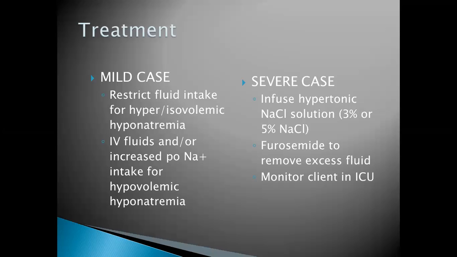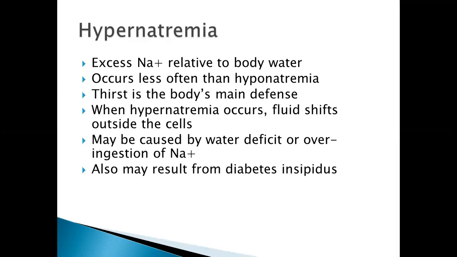Treatment for mild cases will be restricting the fluid intake depending on the type of hyponatremia. IV fluids are increased per oral sodium intake for hypovolemic hyponatremia. If there is a severe case, infusion of hypertonic NaCl 3% or furosemide to remove the excess fluid, and we have to monitor the patient in ICU.